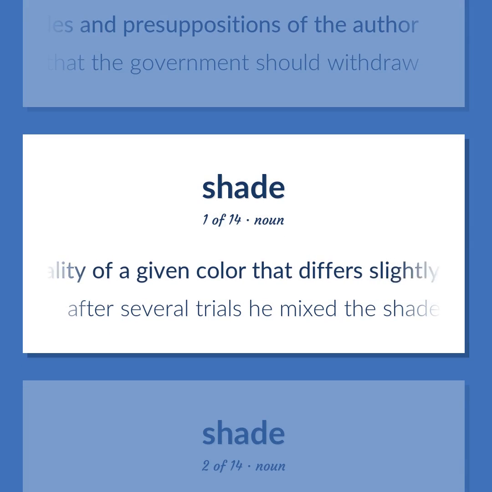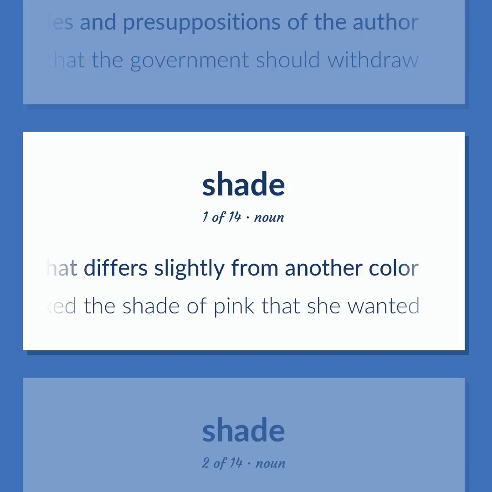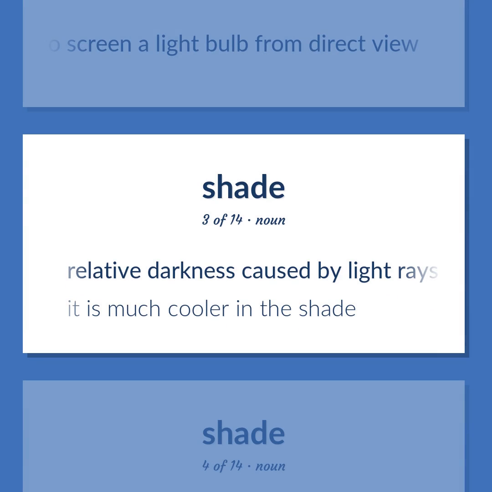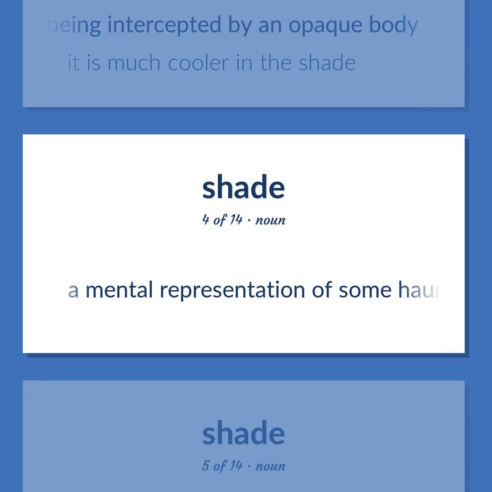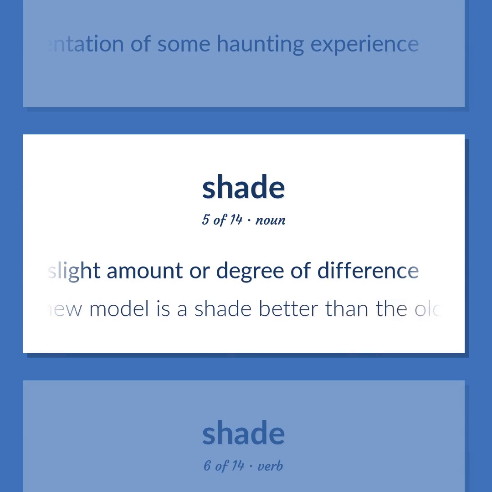A quality of a given color that differs slightly from another color. After several trials, he mixed the shade of pink that she wanted. A protective ornamental covering for a lamp, used to screen a light bulb from direct view. Relative darkness caused by light rays being intercepted by an opaque body. It is much cooler in the shade. A mental representation of some haunting experience. A slight amount or degree of difference. The new model is a shade better than the old one.